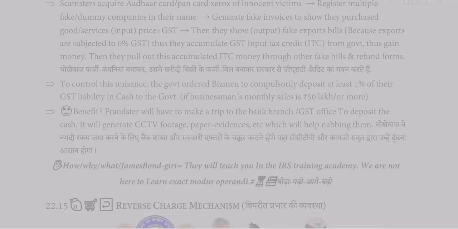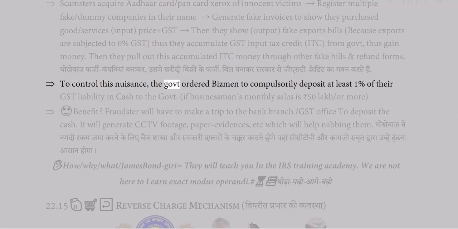Scamsters acquire Aadhaar cards and PAN card Xeroxes of innocent victims, register multiple fake dummy companies in their names, and generate fake invoices to show they purchased goods or services, input price plus GST. Then they show output as fake export bills, because exports are subjected to 0% GST. Thus they accumulate GST input tax credit, ITC, from the government, and thus gain money. Then they pull out this accumulated ITC money through other fake bills and refund forms.